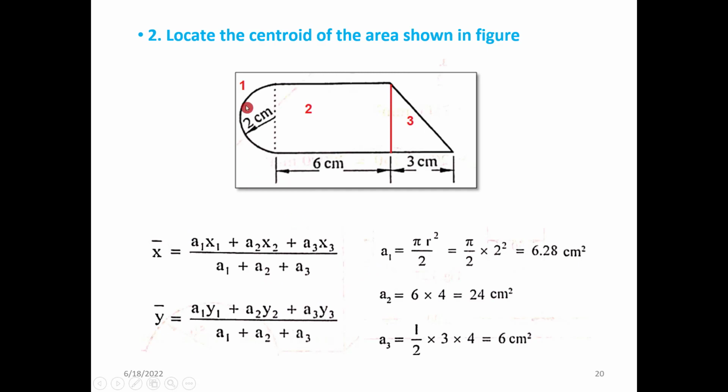So a1, this semicircle: you know that pi r square is the total area of a circle, and by 2 is the area of the semicircle, 6.28. A2 is the rectangle, 6 into the depth, which is actually 4 because 2 is the radius and 4 is the diameter. So 6 into 4, 24. For A3, half into 3, the base width, and height is 4. So you got 6 centimeters square.